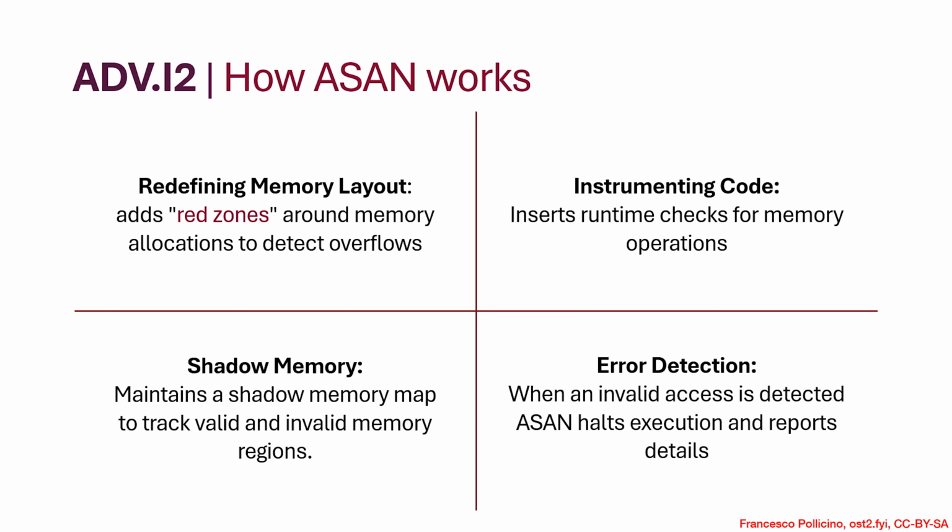Behind the scenes, ASAN manages something called shadow memory. This shadow memory helps to track which parts of the program memory are valid or invalid. And if the program touches invalid memory, like a red zone, ASAN catches it and throws a detailed error report. In short, ASAN constantly monitors memory access and stops the program when it detects any suspicious or invalid behavior.